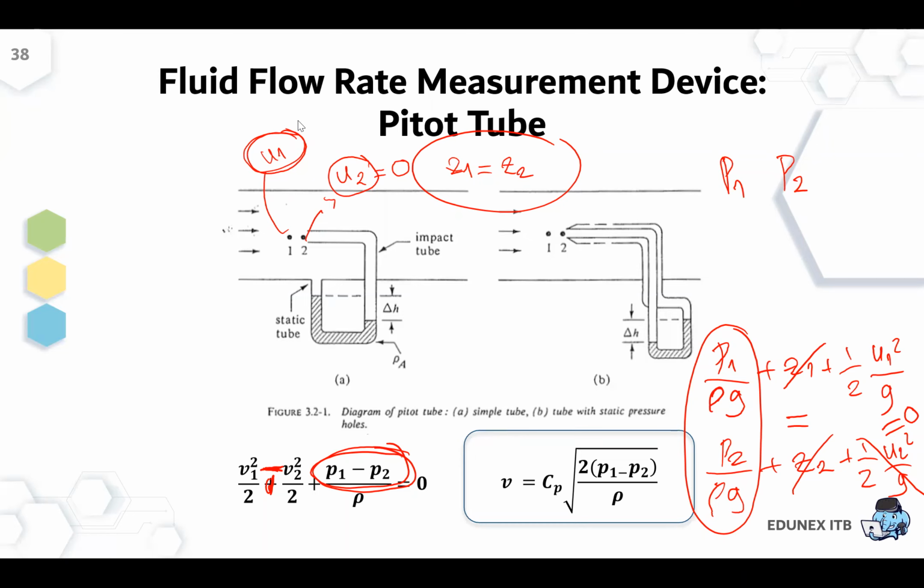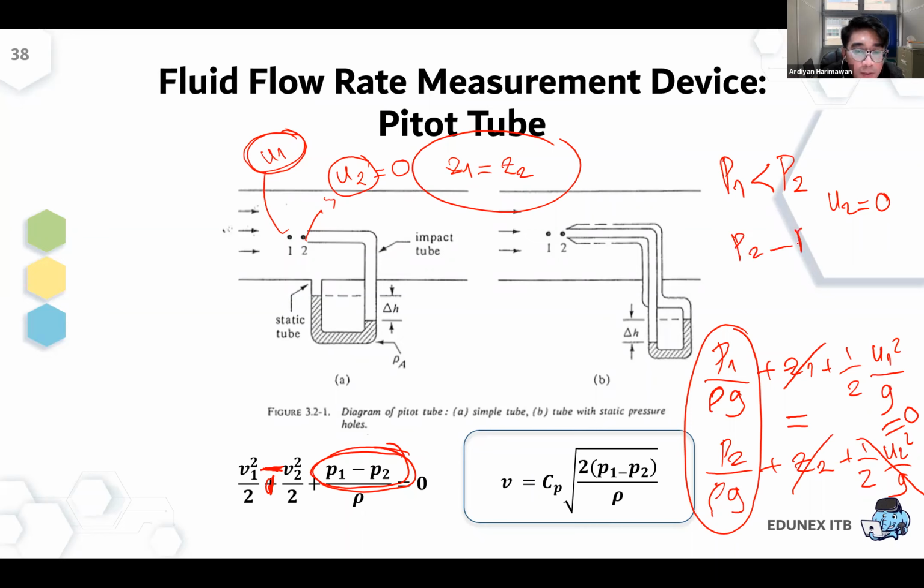P2, sir? Yes, it's P2 because the velocity at point 2 is already 0. So the velocity is decreasing. It means the pressure is increasing. Okay, so the difference between P2 and P1, can you obtain the value of the pressure difference?